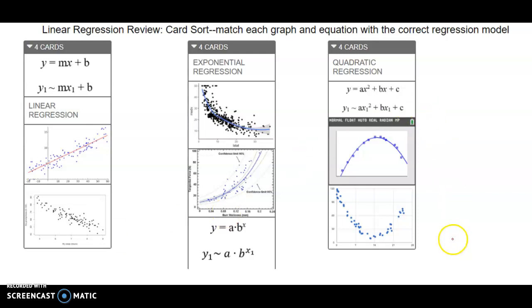Versus exponential regression, which is that curve shape. It's like an L or a backwards L. And it uses the equation y equals a times b to the x power. And then quadratic equations, which are the U shape or the upside down U shape. They look like a mountain or a valley. And the equation is y equals ax squared plus bx plus c. So that's the answer to that card sort.